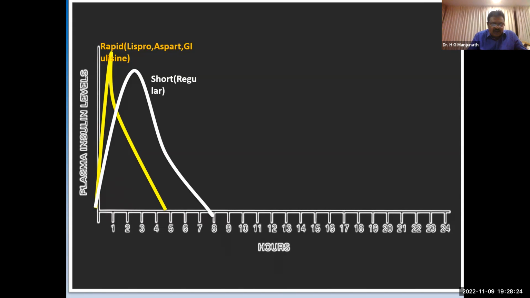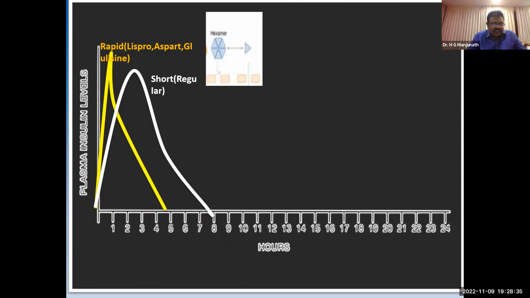Now we may wonder what gives these analogs the ability to act quickly. Insulin molecules naturally like to stick together, forming so-called hexamers, that is, 6 insulin molecules bound together. These are too large to cross from the subcutaneous tissues into the bloodstream. Therefore, they must first cleave into separate single insulin molecules for absorption to happen. So the amino acid sequence can be altered so that we get analogs with faster absorption and more rapid onset of action.